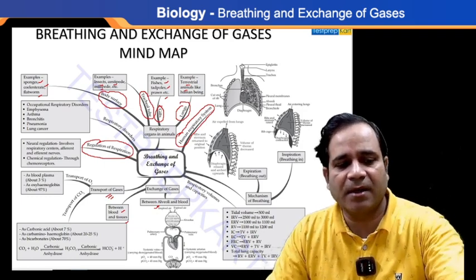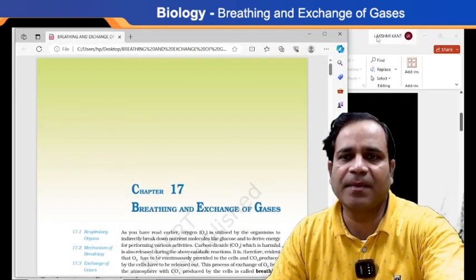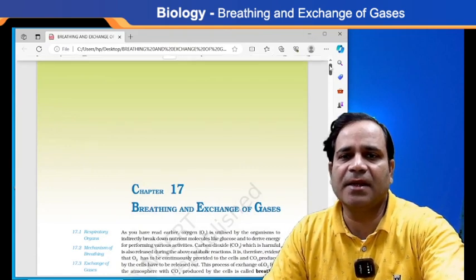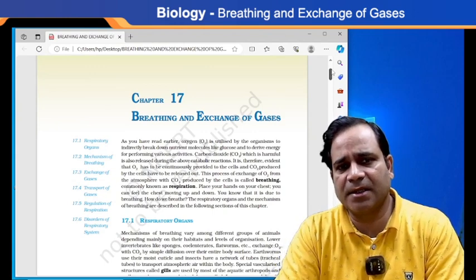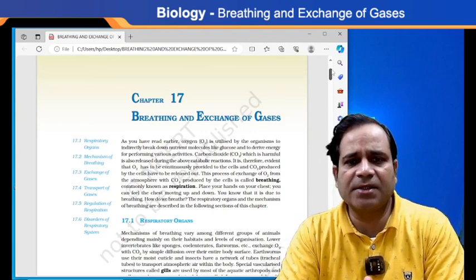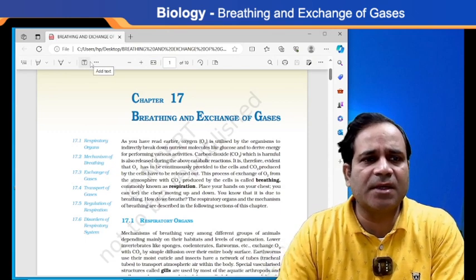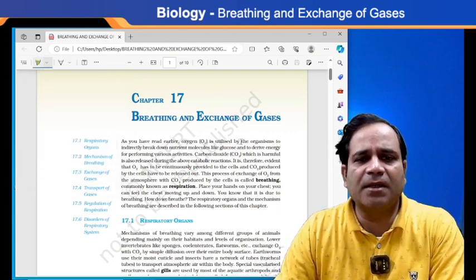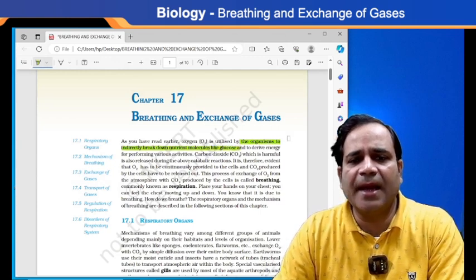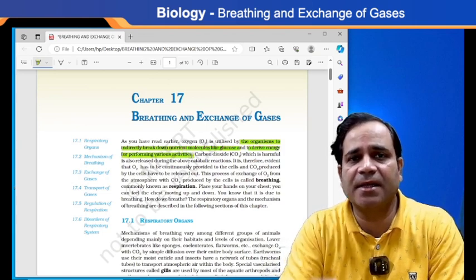Okay, now the important thing is to know what is written in NCERT also. Let's check in NCERT, my dear. See what NCERT says in breathing and exchange of gases. We have already studied that organisms break down nutrient molecules. Yes or no? Whatever nutrient molecules we take, they all break down. The organisms break down nutrient molecules like glucose to derive energy for performing various activities.